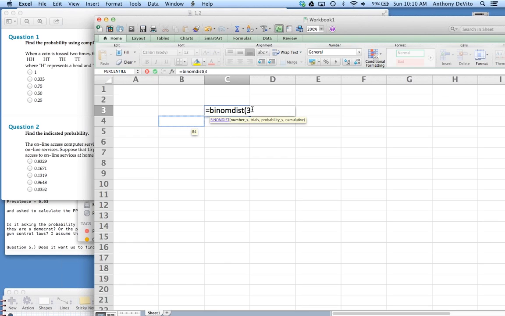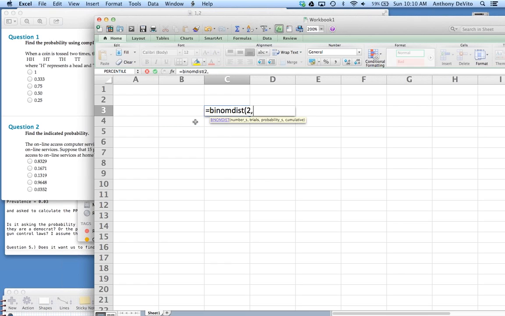So if I want three or more, I don't want to put three in there. I want to put two in there. So I'll get the probability for two, one, or zero. And that leaves the probability that's left over for three, four, five, six, and all the rest of them.